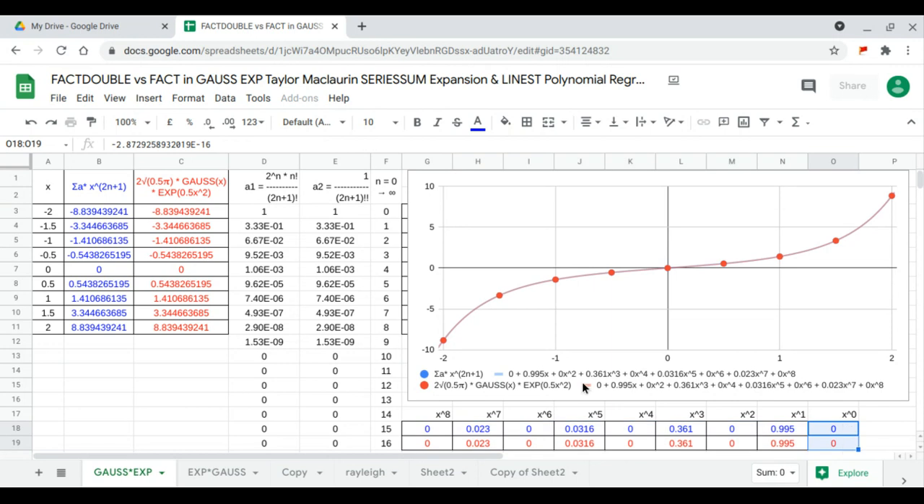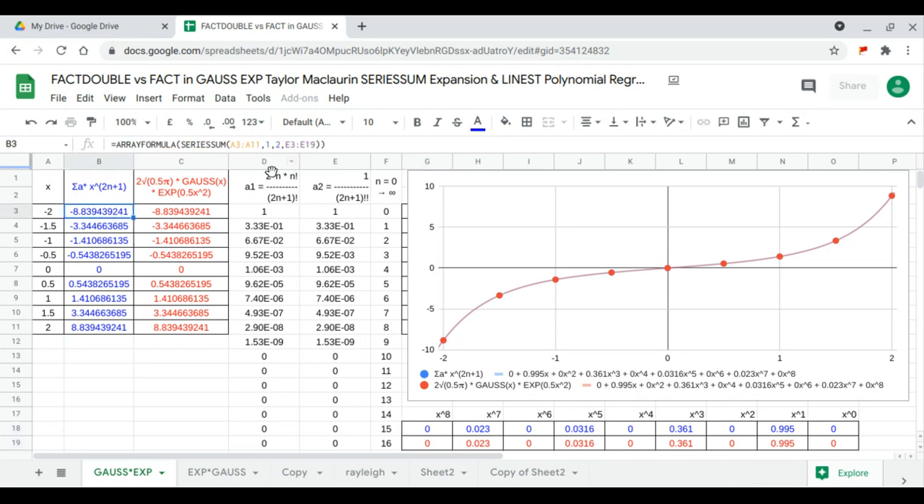So the coefficient of x to the 0, 0. Coefficient of x, 0.995. Coefficient of x squared, 0. Coefficient of x cubed, 0.361, 0.361. Coefficient of x to the 4th, 0. Coefficient of x to the 5th, 0.0316, 0.0316. Coefficient of x to the 6th, 0. Coefficient of x to the 7th, 0.023, 0.023. Coefficient of x to the 8th, 0.